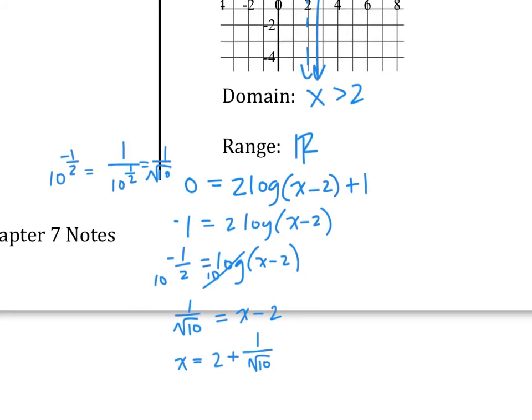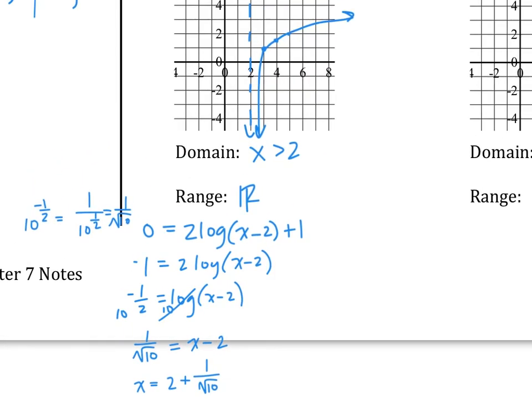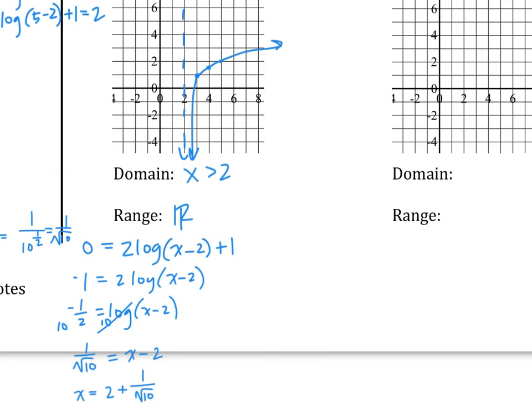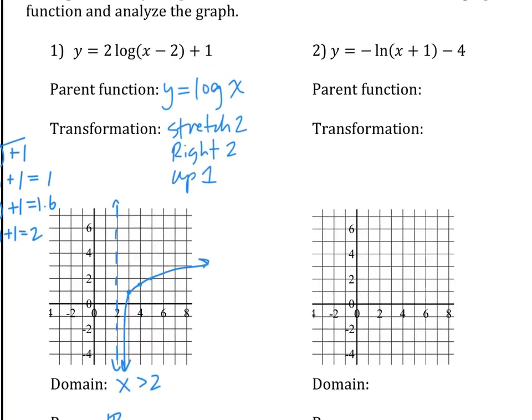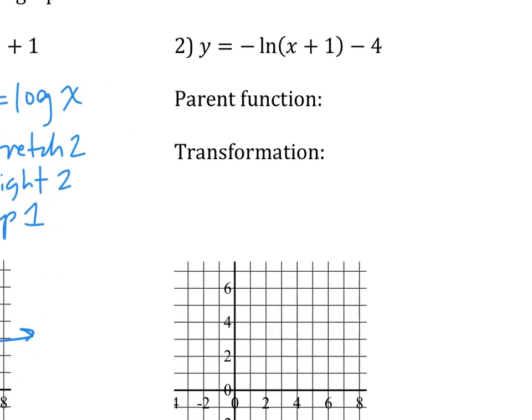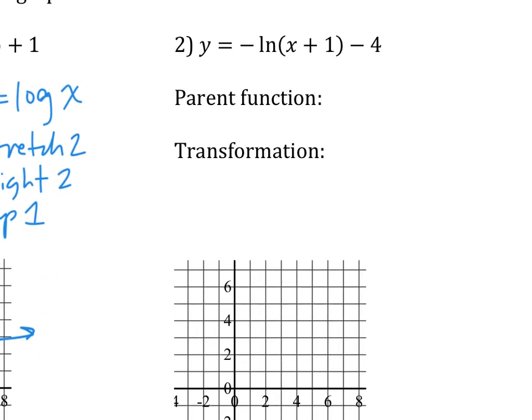Doing okay? Comma 0. Oh, yeah, right, comma 0. Sorry, if you were to find an actual point. Are you guys doing okay so far? Maybe? Okay. Okay, so let's have you guys try one on your own. You're going to do the natural log on your own. So the parent function is natural log.